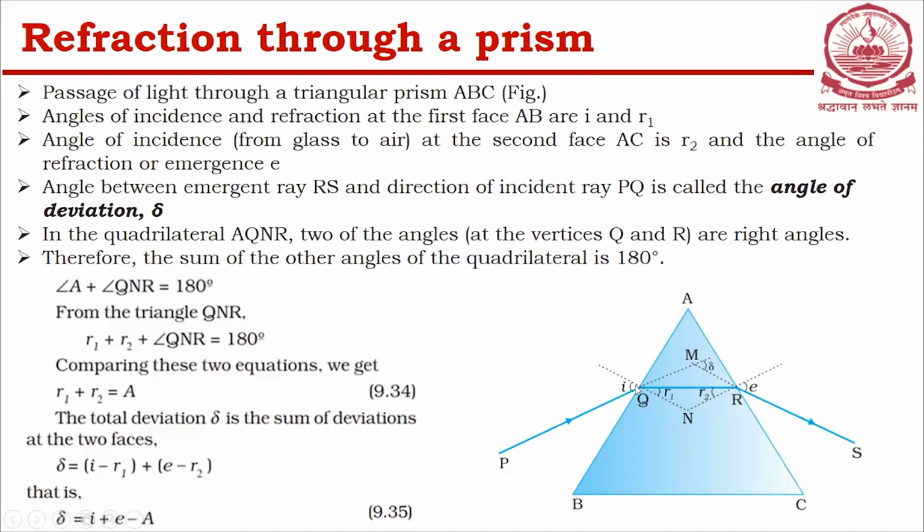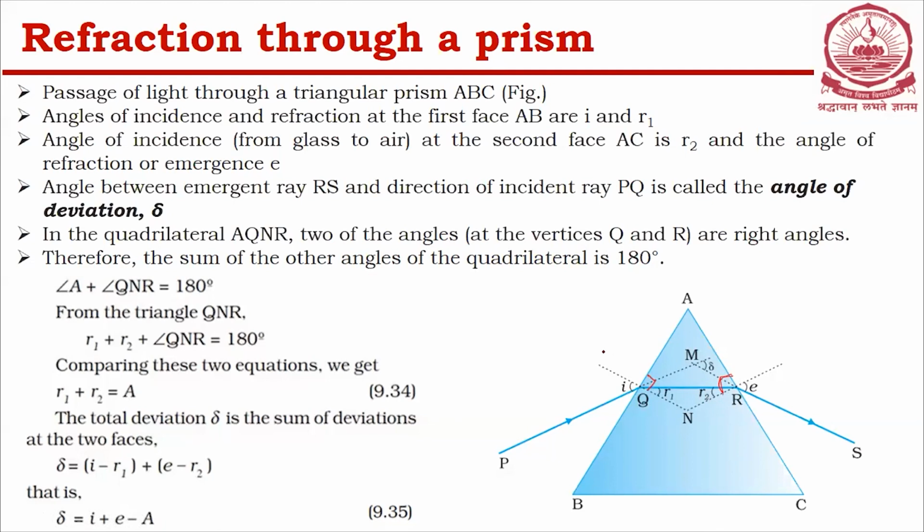This is actually not a triangle, it is a quadrilateral. Two angles, Q and R, are at right angles. You can see this is at a right angle, so I will just mention this here. It is at a right angle here, and this is also at a right angle. These two angles are right angles.